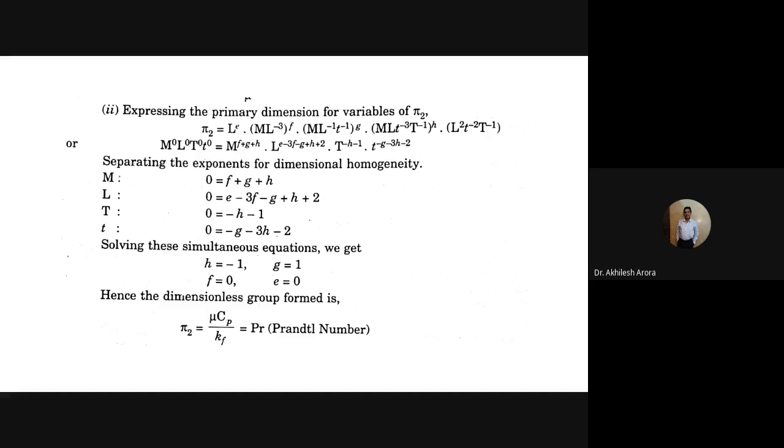In a similar manner, I can go for the pi 2 term and write all the values, and then equate the powers on both sides for mass, length, temperature, and time. Finally, I get this solution, and I get the pi 2 term as mu Cp by Kf, which is actually the Prandtl number.